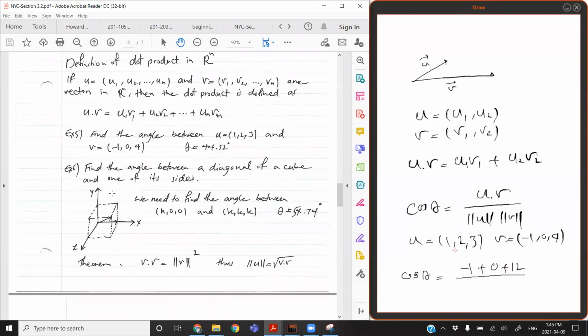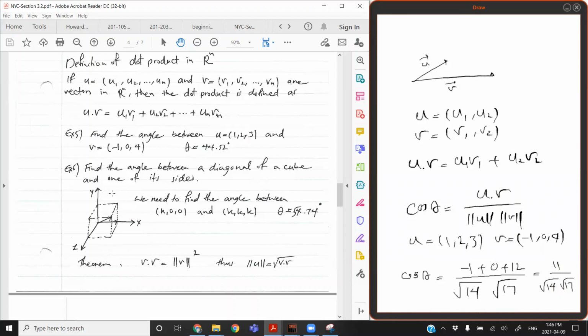And then at the bottom, I have norm of u, which is going to be root 1 squared plus 2 squared plus 3 squared. That's 9 plus 1, 10 plus 4, 14. Norm of this one is going to be root 1 squared plus 0 squared plus 4 squared. That's going to be 16, 17. So it's going to be 11 over root 14 times root 17.